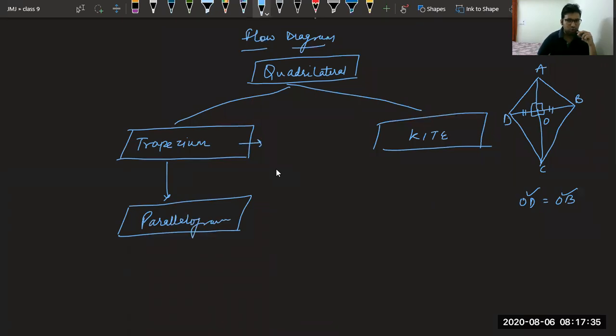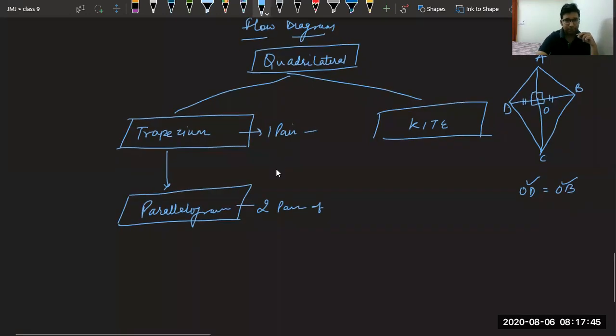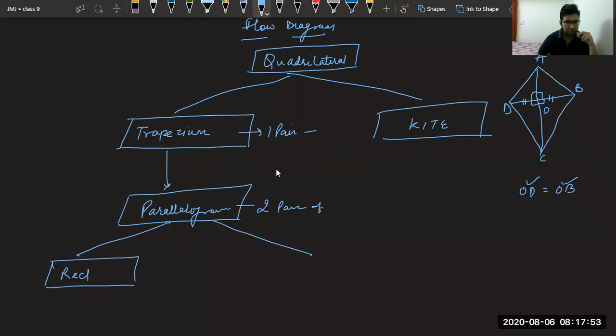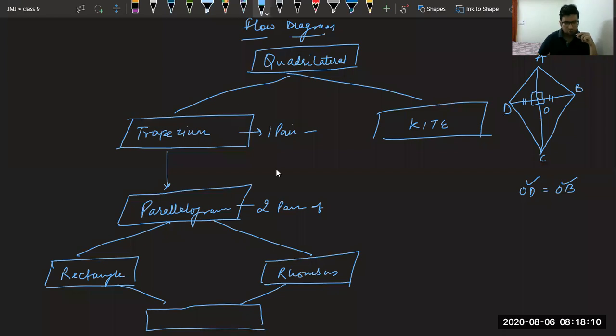In trapezium, we have found only one pair of opposite parallel sides. In parallelogram, we have two pairs of opposite parallel sides, as we have seen. Now in parallelogram, we have two further special parallelograms, which are rectangle and rhombus. Very good. And finally, they both meet, as we have seen, like Ganga, Jamuna, Saraswati in Sangam. Similarly, they two also meet into square.